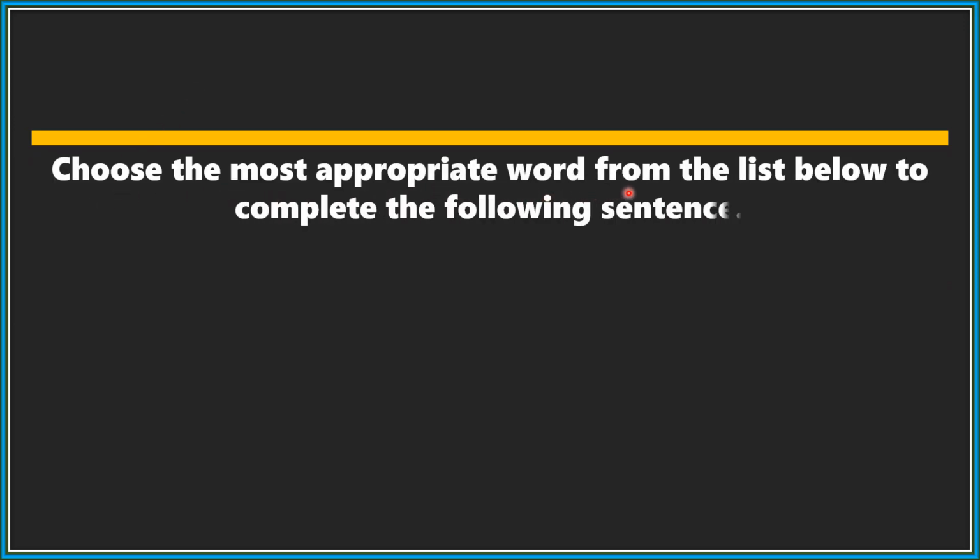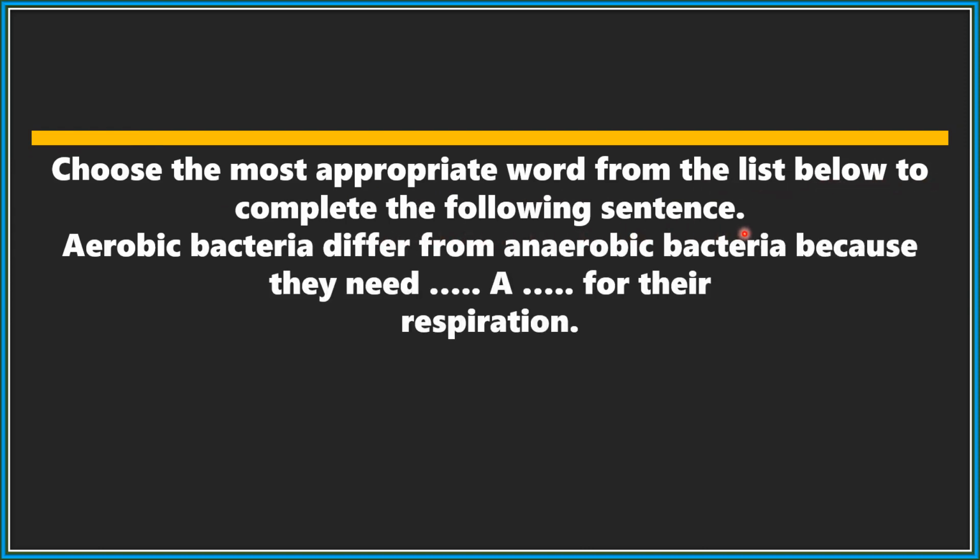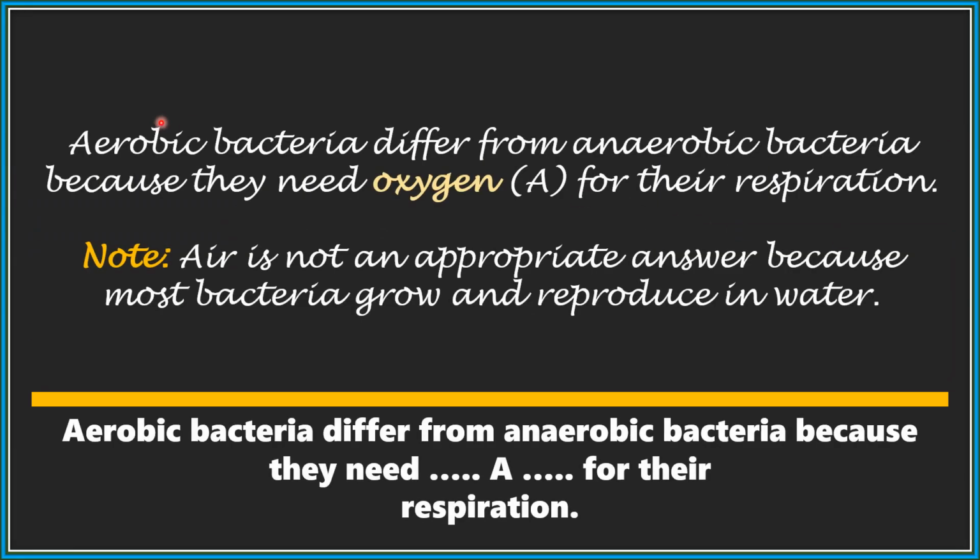Choose the most appropriate word from the list below to complete the following sentence. Aerobic bacteria differ from anaerobic bacteria because they need dash for their respiration. Aerobic bacteria differ from anaerobic bacteria because they need oxygen for their respiration. Note, air is not an appropriate answer because most bacteria grow and reproduce in water.